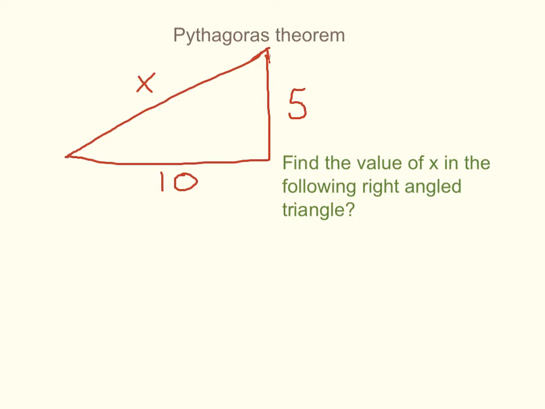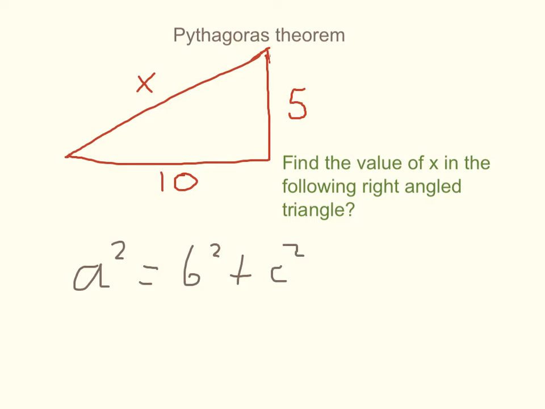Okay, so here's some revision on Pythagoras' theorem. So the following triangle, as you can see, we're looking for x. So remember our formula that we use, and our formula is when we say a squared is equal to b squared plus c squared.